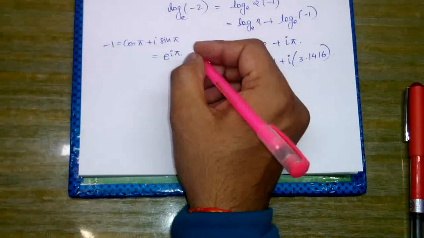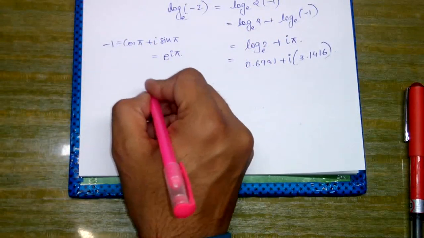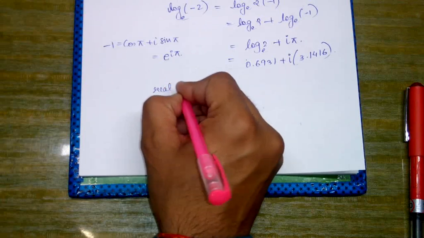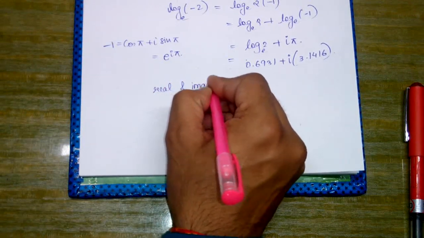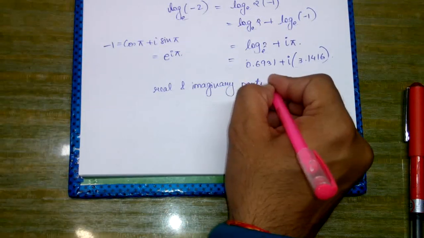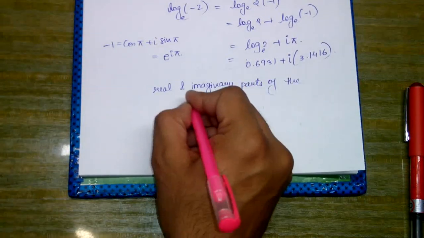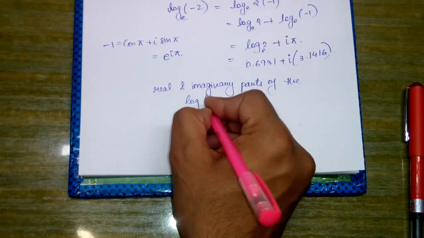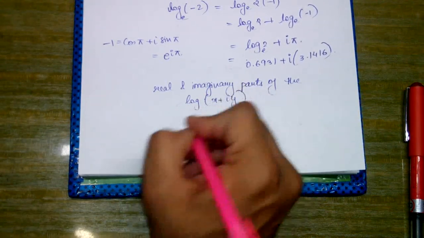Now let us evaluate the real and imaginary parts of the logarithm of x plus iy.